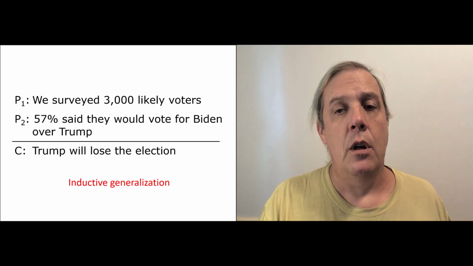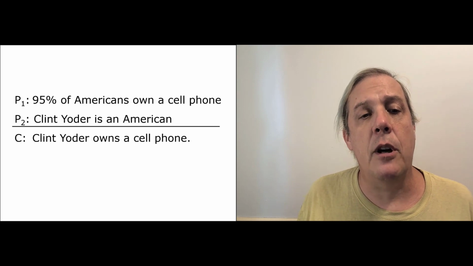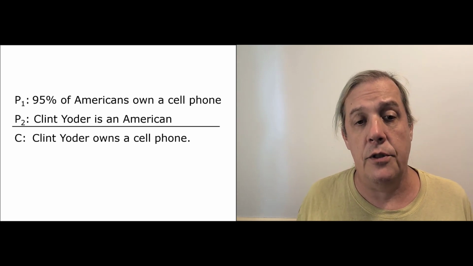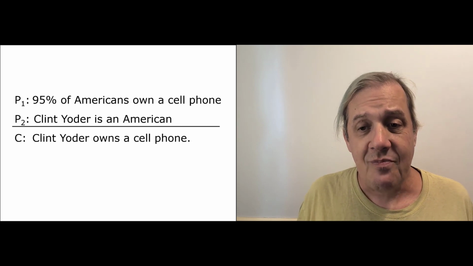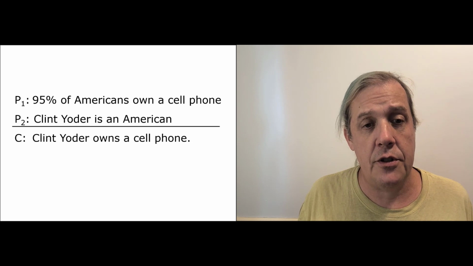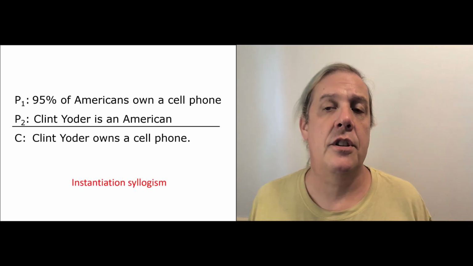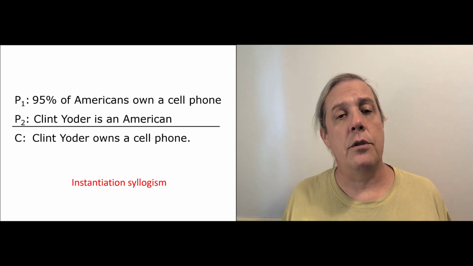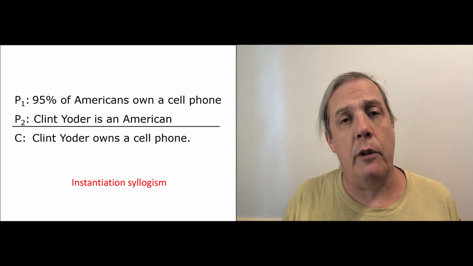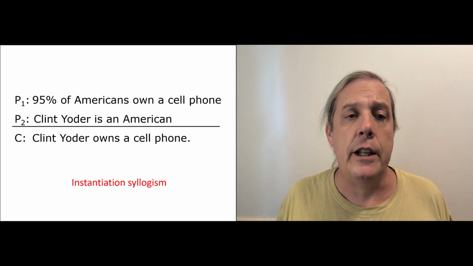Okay, now try this one. 95% of Americans own a cell phone. Clint Yoder is an American. Clint Yoder owns a cell phone. So is this an inductive generalization or instantiation syllogism? This time it's instantiation syllogism. We are going down to the particular. And notice that we're back in the realm of induction because rather than saying "all," we just say 95%.